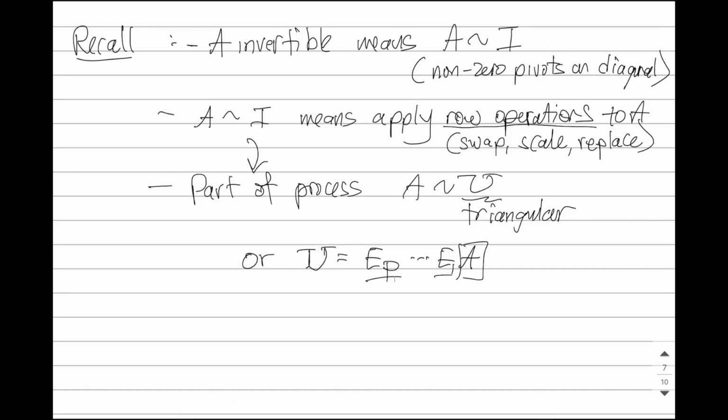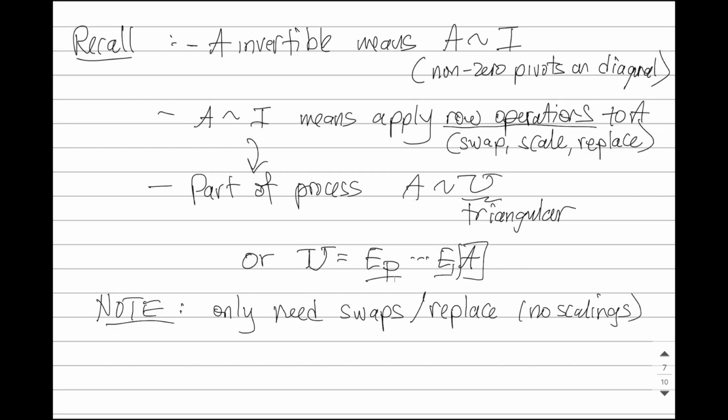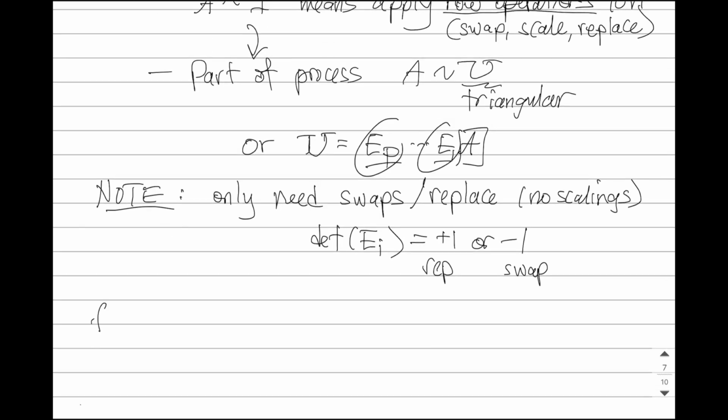In order to change a matrix into a triangular form, you only need row swaps and replacements. You don't need to do scalings. You might say, well, what do you mean you don't need scalings? It's just more work and a lot more thought that has to go into which replacements you'll do. But really, these are the only two you need. So that means that the determinant of any one of these elementary matrices that you're going to apply is either going to be a +1 or a -1. It just depends on if it's a replacement or a swap.